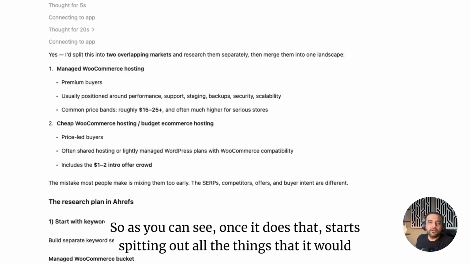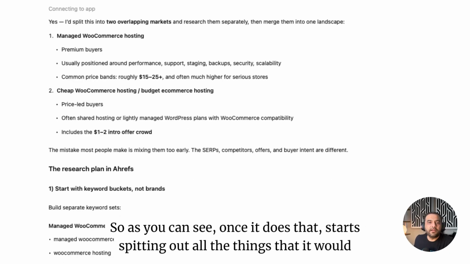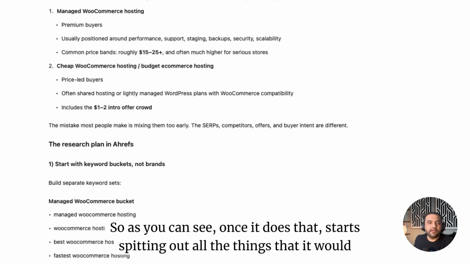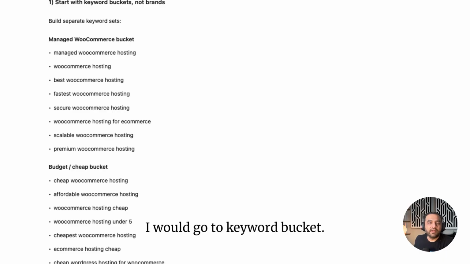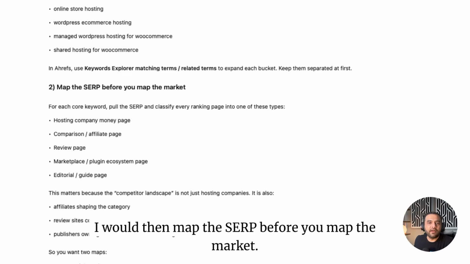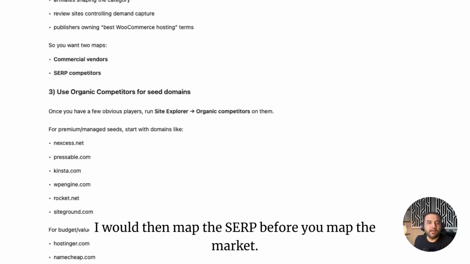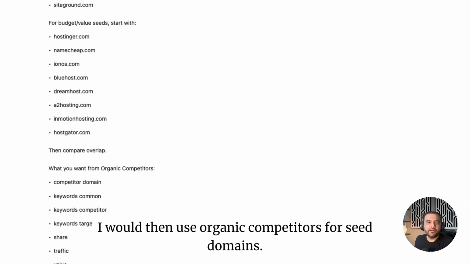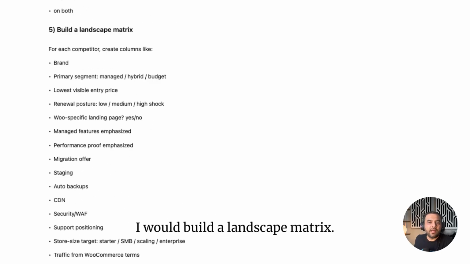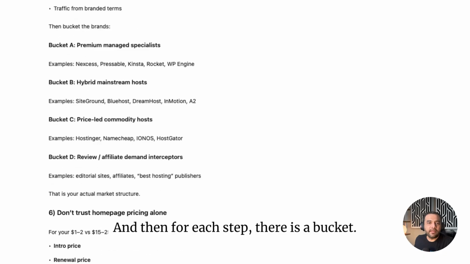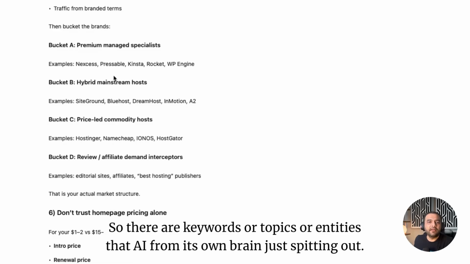Right. So as you can see, once it does that, it starts spitting out all the things it would do, the research plan in Ahrefs. I would go to keyword bucket, I would do this, I would do this. I would then map the SERP before you map the market. I would then use organic competitors for seed domains. I would pull organic keywords for each competitor. I would build a landscape matrix, and for each step, there is a bucket. So there are keywords or topics or entities that AI is just spitting out from its own brain.